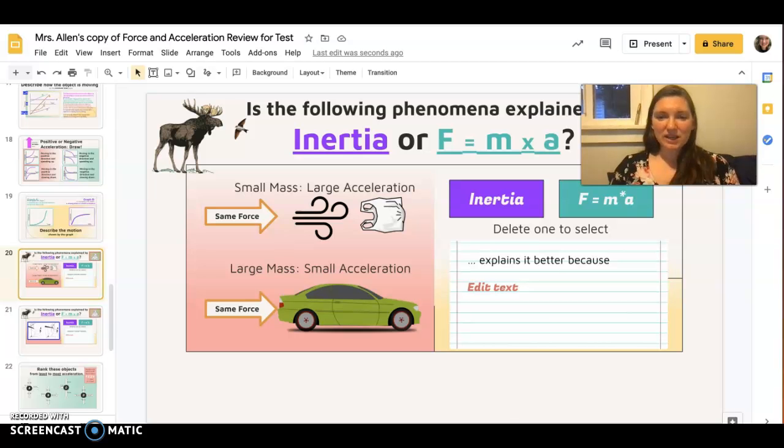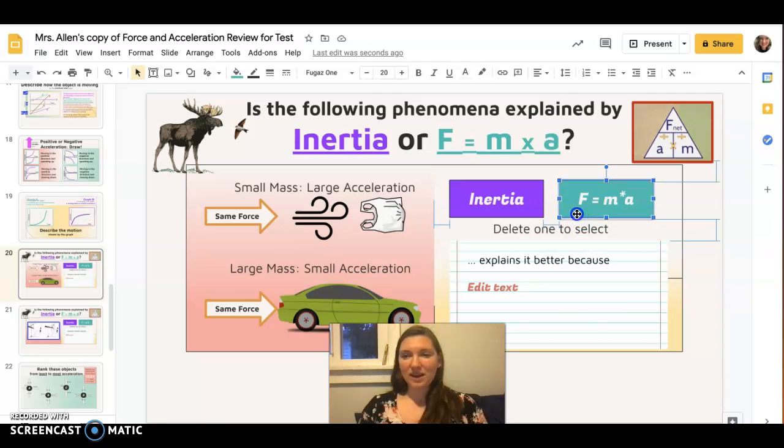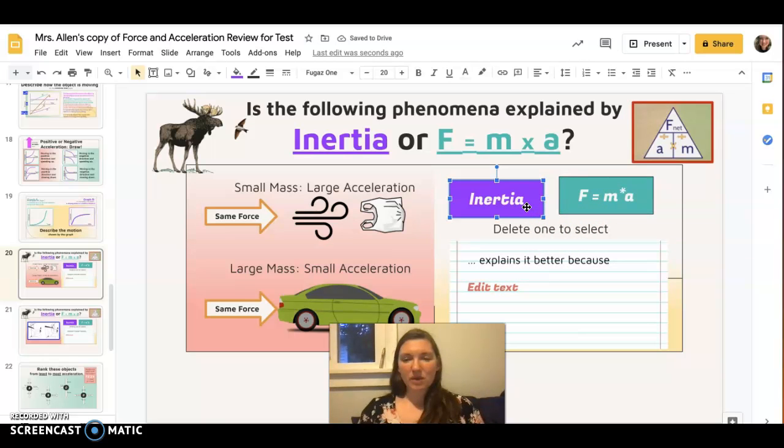So is the following explained by inertia or force equals mass times acceleration? So again, this is Newton's first law, this is Newton's second law. So if we have a small mass, then you get a large acceleration. Same force, but it blows this paper bag a lot, and it barely moves this car at all. So I am going to say that that is force equals mass times acceleration. And the reason why is, I mean, honestly, it's kind of both. You could really say it either way.